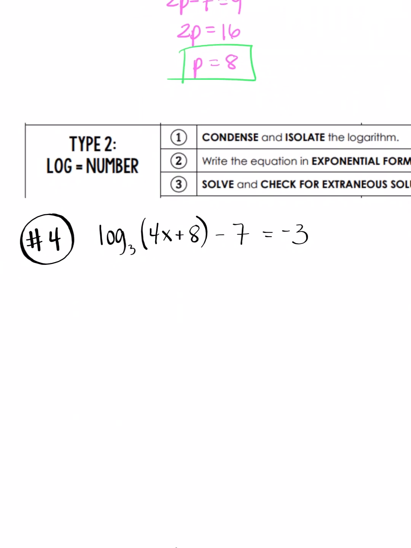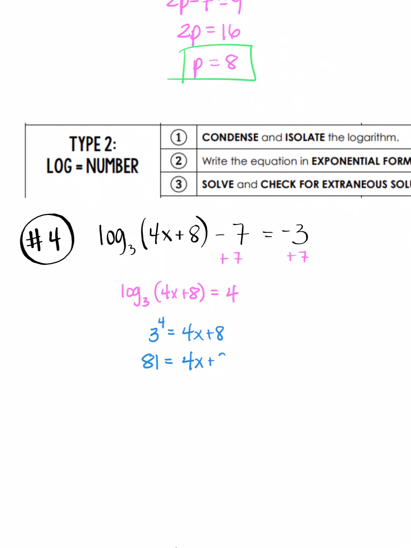So on example number 4, I want to isolate the logarithm first, so that means I can add this 7 to the right-hand side. We would get positive 4. So there's no logarithms to drop in this case because there's only 1 on the left-hand side. So our only choice is to convert this into an exponent. So this would say 3 to the power of 4 is equal to 4x plus 8. We know 3 to the 4th is 81.